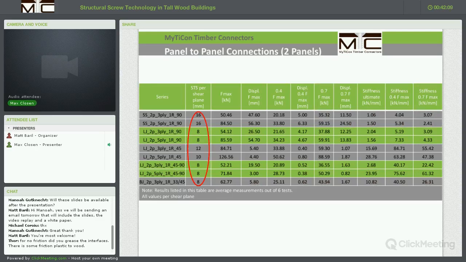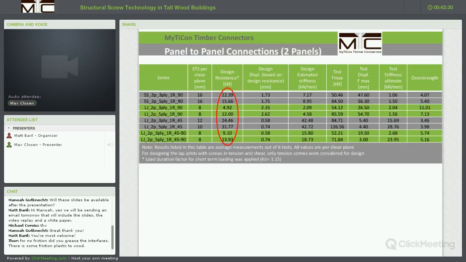Looking at the data obtained from this test, we can again look at the different numbers of screws that we have in the tests, and again want to mention that it is important where we evaluate the stiffnesses here to compare our design stiffnesses to the actual tested stiffnesses. Design resistances are listed in this table. Predicted design resistance. Again, overstrength factors are calculated for these design resistances.